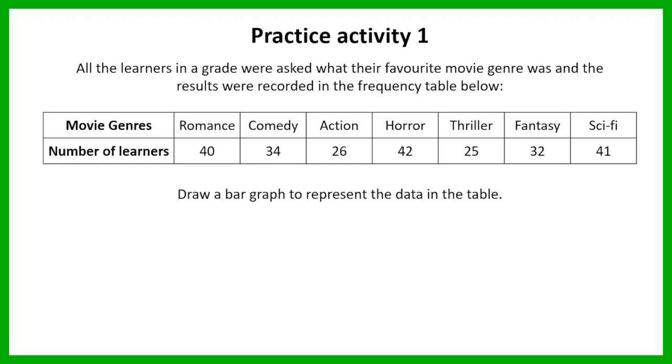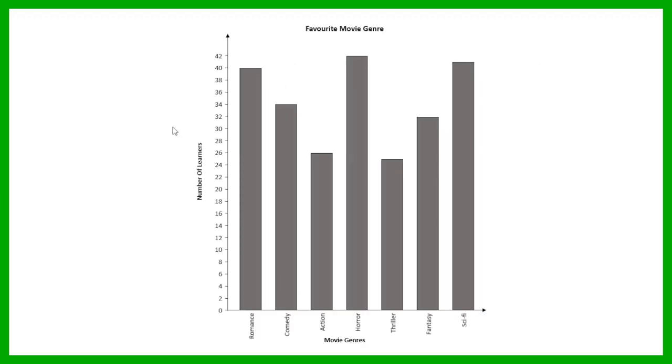Okay, so let's take a look at what your graph should have looked like. Over here, this is what my graph looked like when I did it. On the left, on this axis, I have got my scale. Now I chose to do intervals of 2.